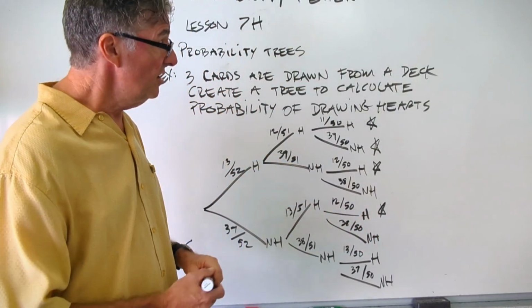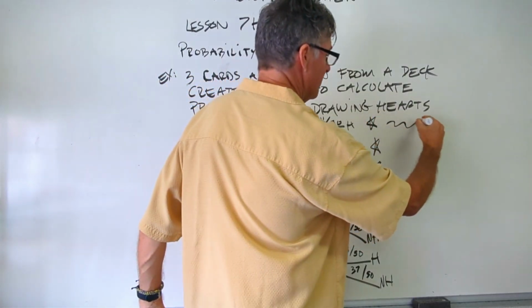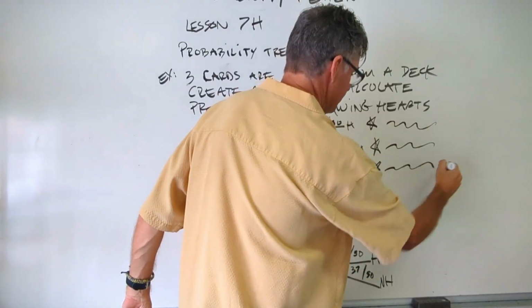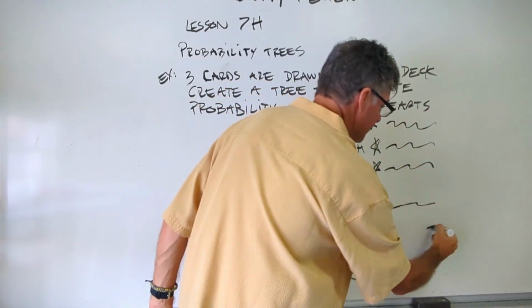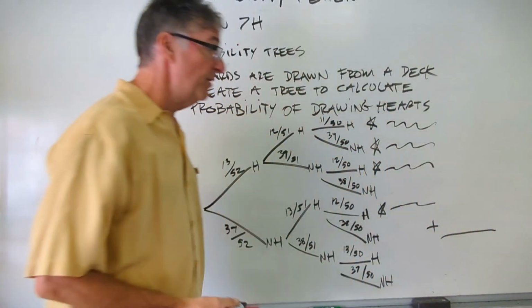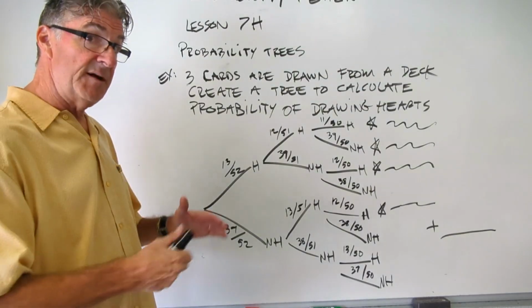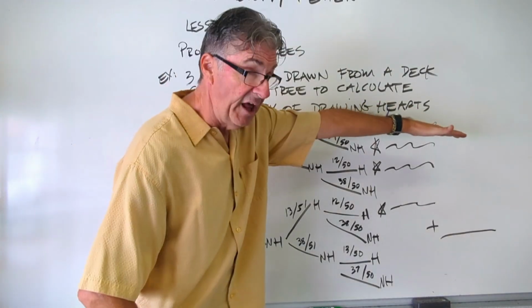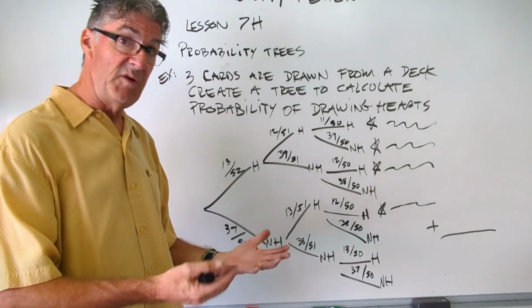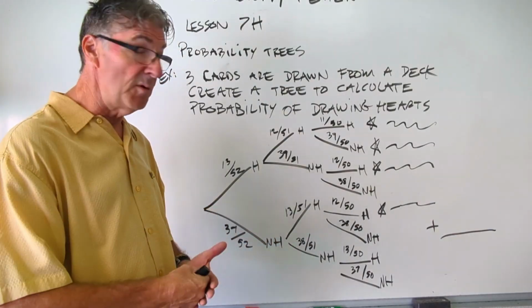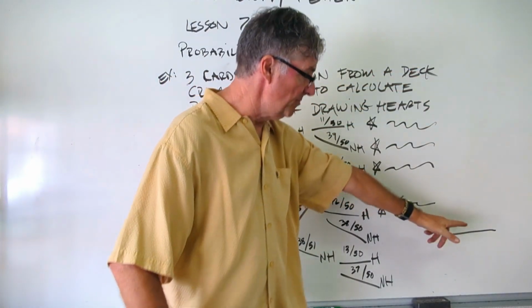So what we would do is multiply to get the probabilities here, figure those out, multiply those fractions together, and then add all those up for the total probability. So the key is to figure out the probability of a branch, you multiply. To figure out the total probability of any situation where there's multiple branches, you add those probabilities up for the total.